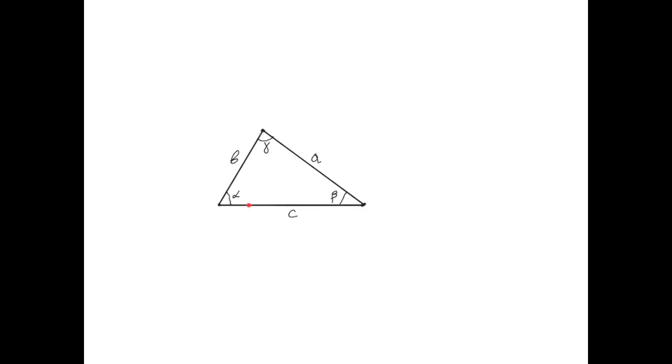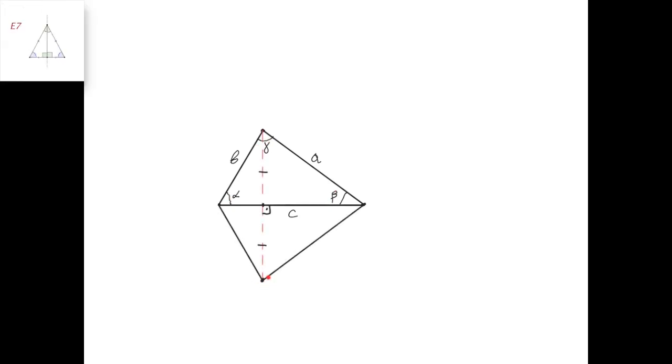Suppose that we have a triangle with side lengths A, B, and C, and angles alpha, beta, and gamma. Now let this point be the reflection of this point under symmetry with respect to this line. Then we know that this equals this, and that this angle is 90 degrees.